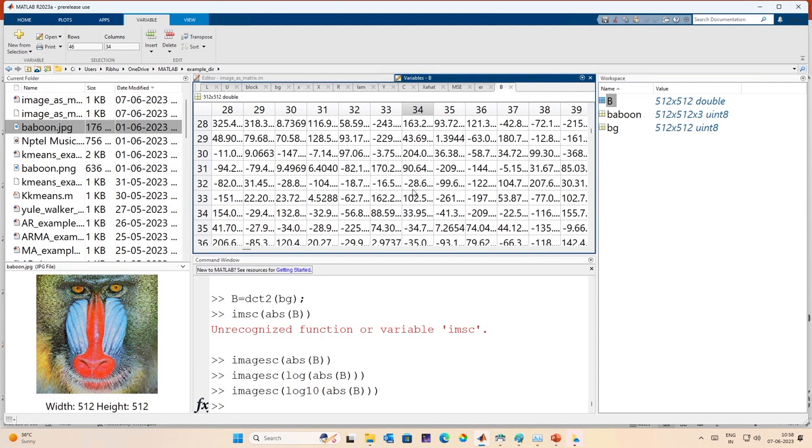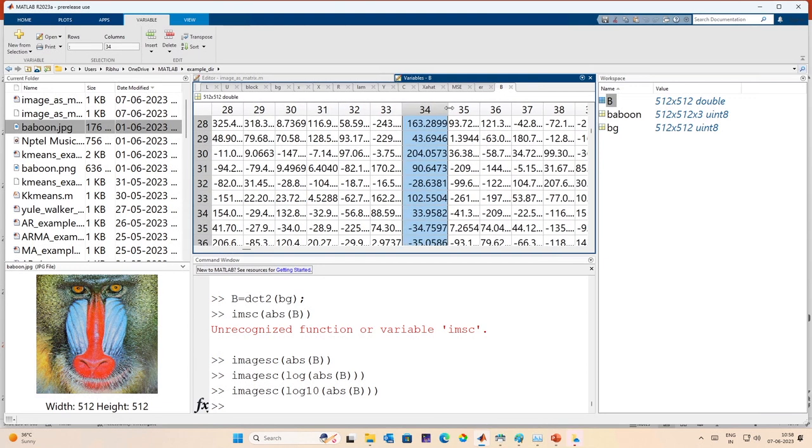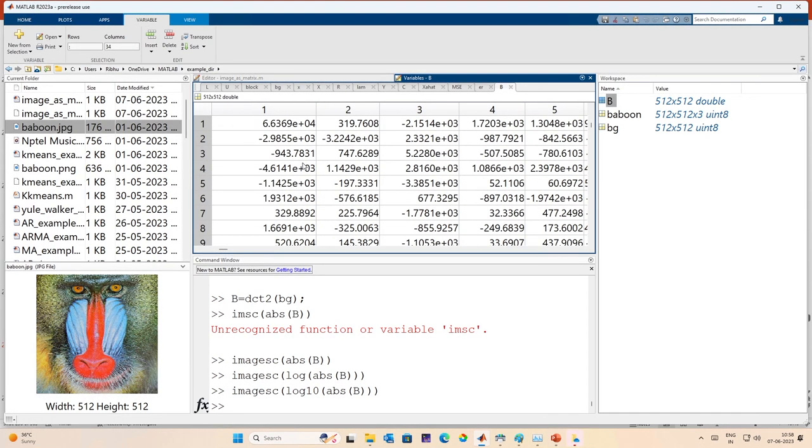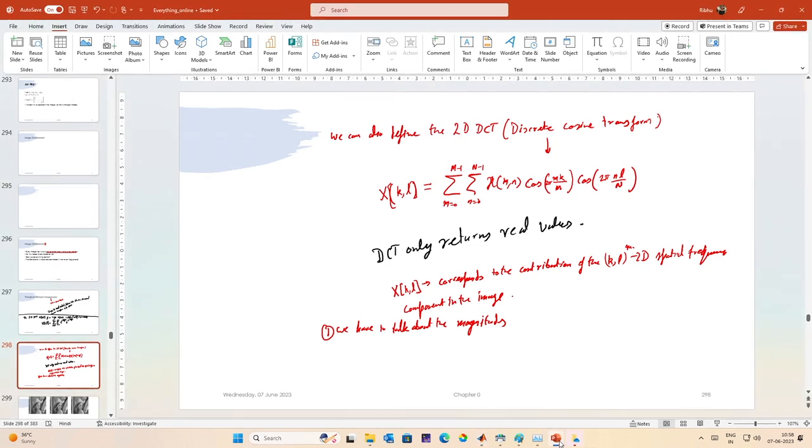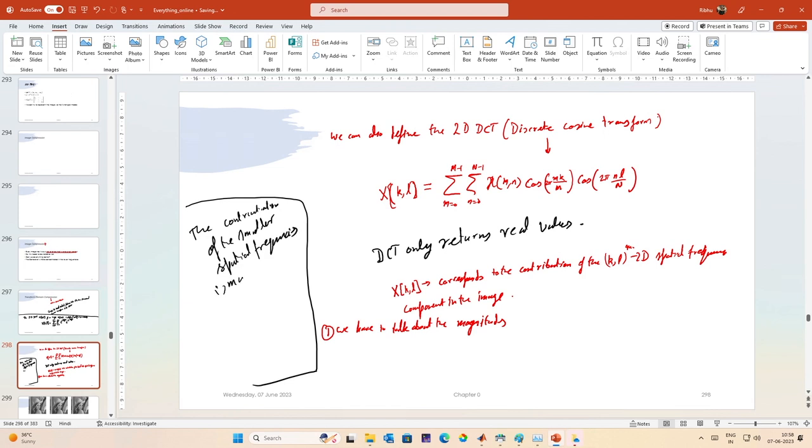So, if I look at 33 by 33, this is just 10 to power 2, which is 2 orders of magnitude below 1-1 or the first entry. So, what we observe here is that the contribution of the smaller spatial frequencies is much larger than that of the larger spatial frequencies.